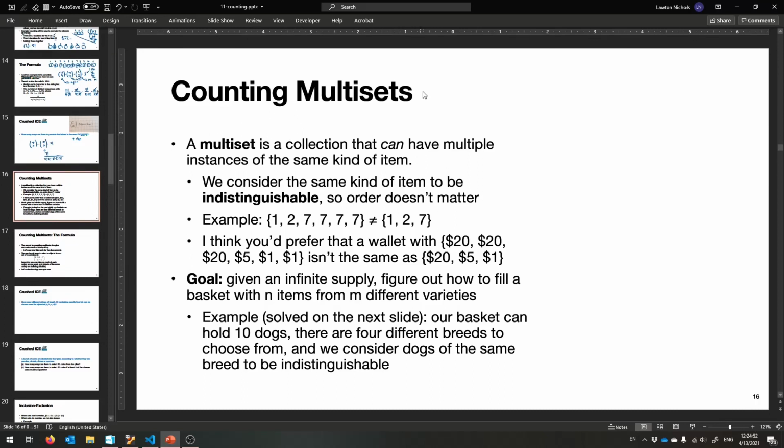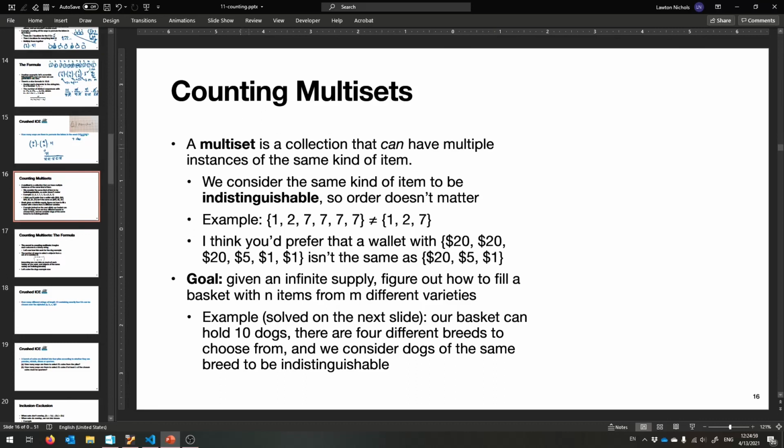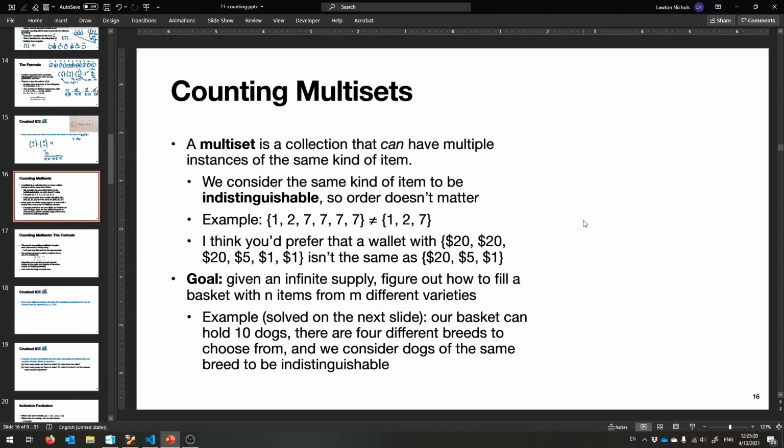So let's talk about counting not sets, not permutations, but this weird thing called a multiset. Okay, it's weird. So a multiset is an odd thing. It makes no sense given what we know so far. So it's a collection. It's just like a set, but it can have multiple things. The order doesn't matter, but it can have multiple things. It's crazy. So that same thing that you can repeat, we say that it's indistinguishable, so the order still doesn't matter, but the count does now. Okay, so this is a multiset.